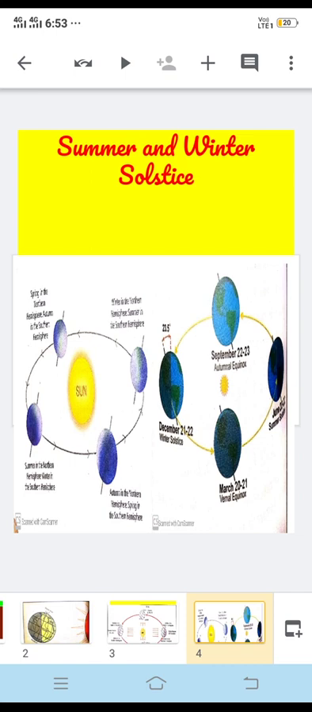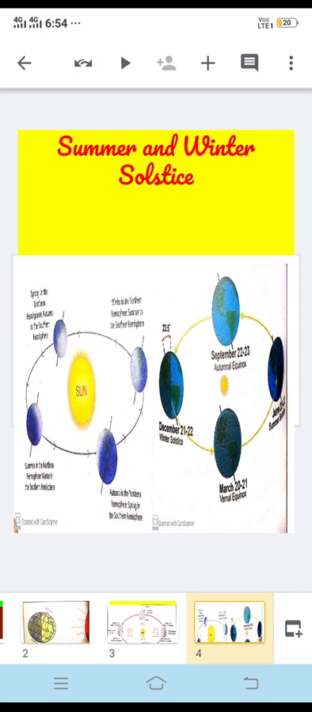On 23rd September, it is autumn season in the northern hemisphere, and spring season in the southern hemisphere. Okay, the opposite is the case on 21st March, when it is spring in the northern hemisphere, and autumn in the southern hemisphere.